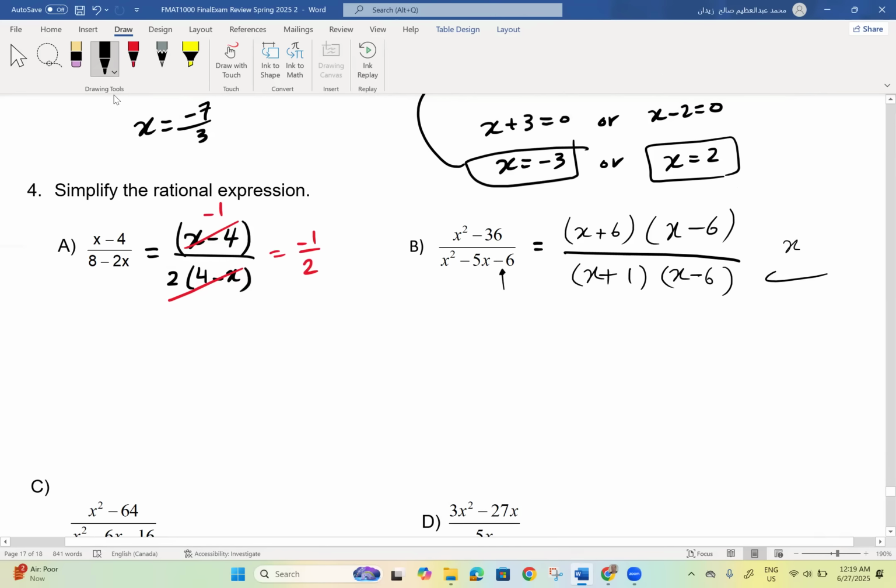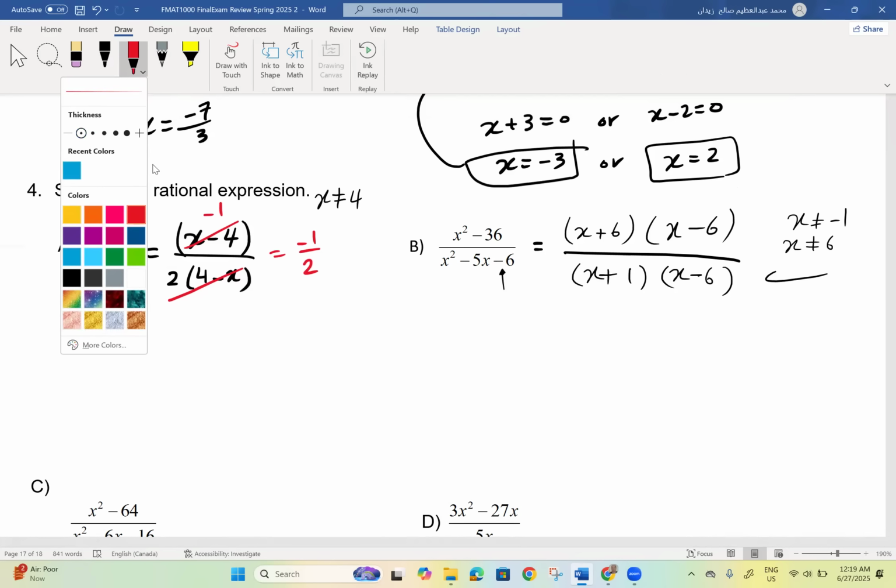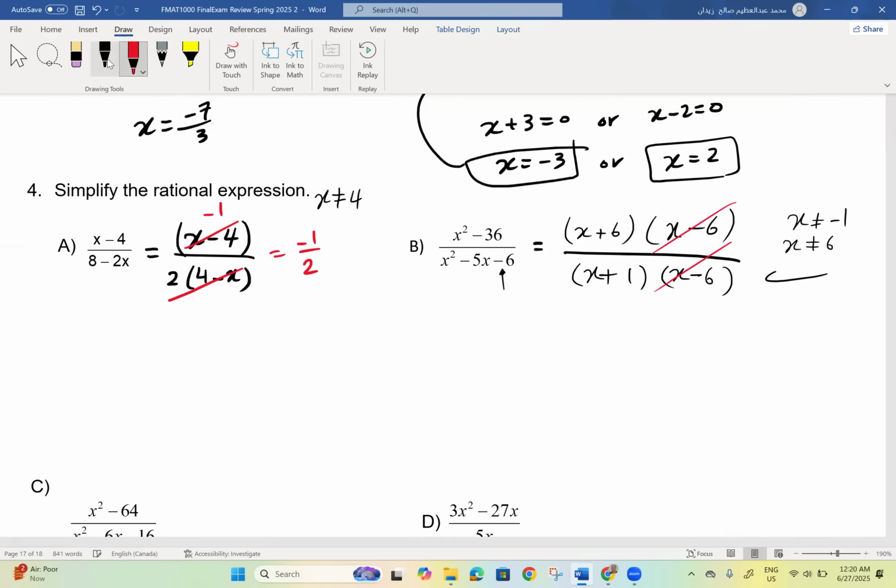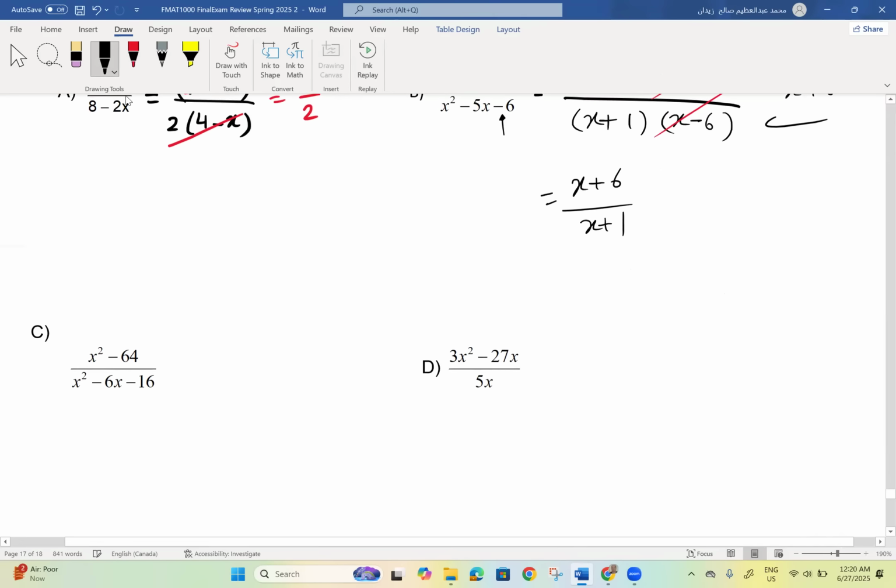Of course, here I have x is not 6 and x is not -1. And here you can say x is not 4, because you cannot cancel or divide by an expression with zero factor. You simply just cancel out the x minus 6 and x minus 6. So the answer is now x plus 6 over x plus 1, and this is the simplest form.